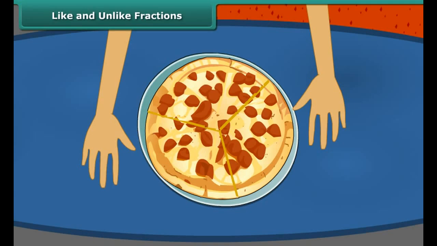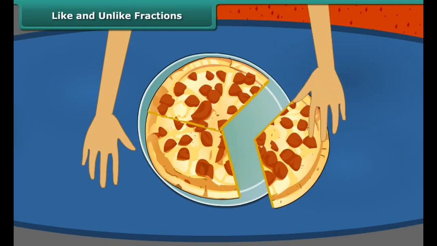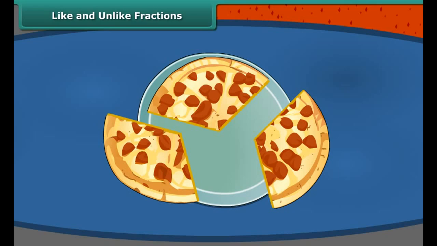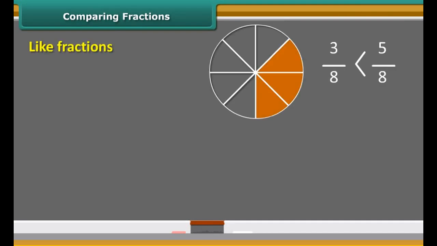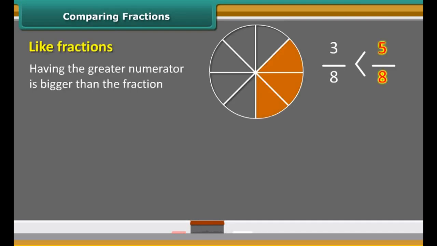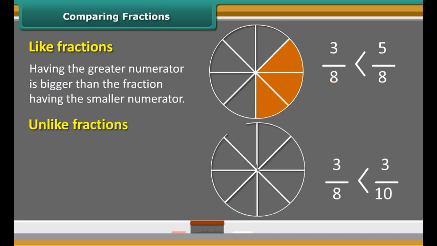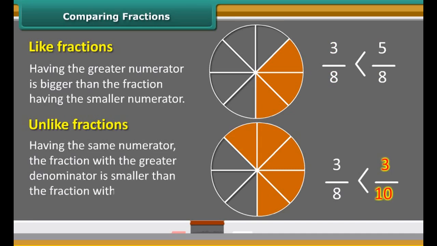Looking at the question we asked earlier, we can say that each of them, Rahul, Rima and Nina, received 1/3 part of the pizza. Notice that this is also an example of like fractions. In like fractions, the fraction having the greater numerator is bigger than the fraction having the smaller numerator. In the case of unlike fractions having the same numerator, the fraction with the greater denominator is smaller than the fraction with the smaller denominator.